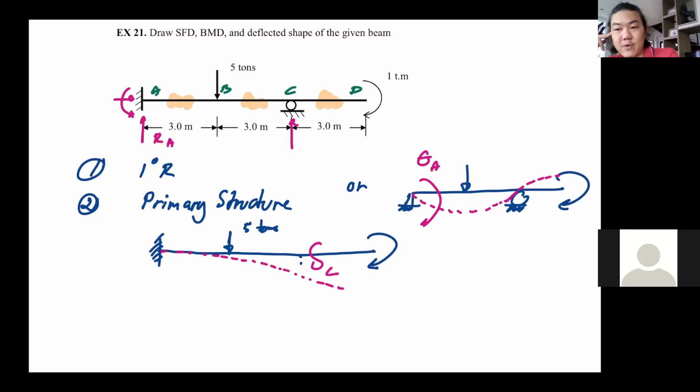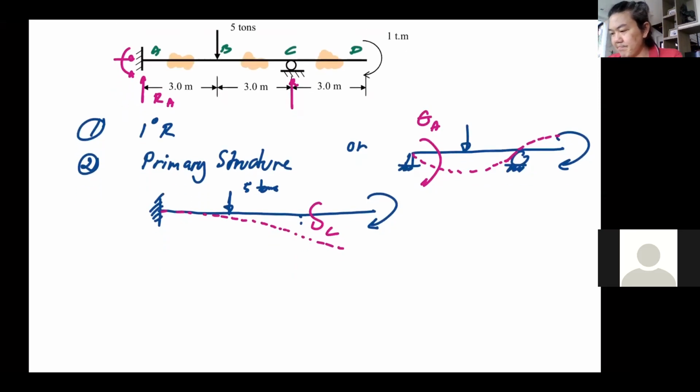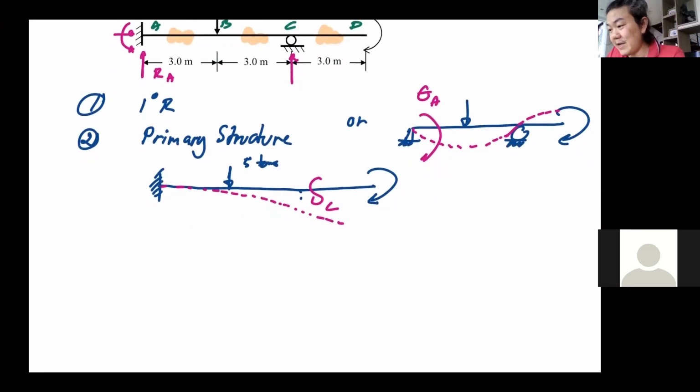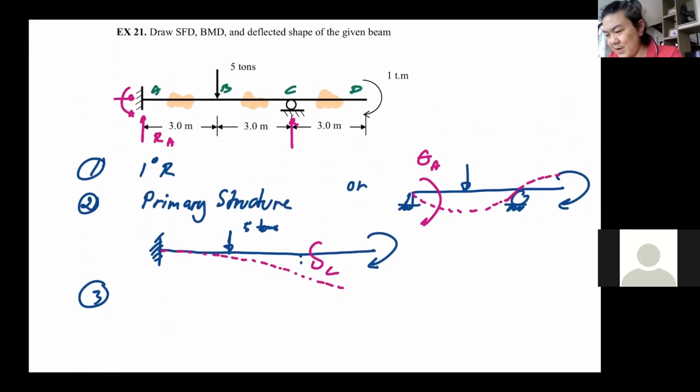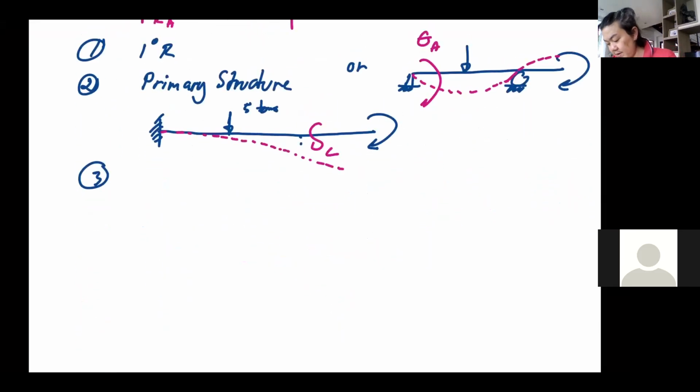And if you want to challenge yourself, or if you want to challenge me to do the virtual work, I can do that. It's not a big problem. But from now on, let's make sure that we achieve what we set out to do. That is to analyze this structure for the, what does it say here? Shear force and bending moment diagram. Okay. So step number 3 is the calculation of deflection.